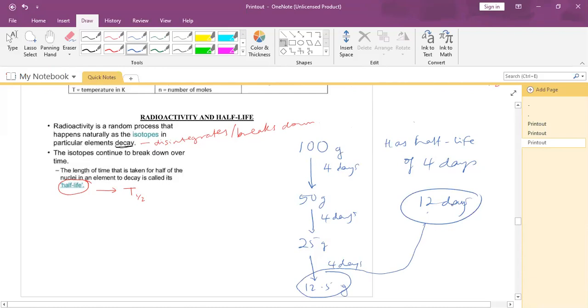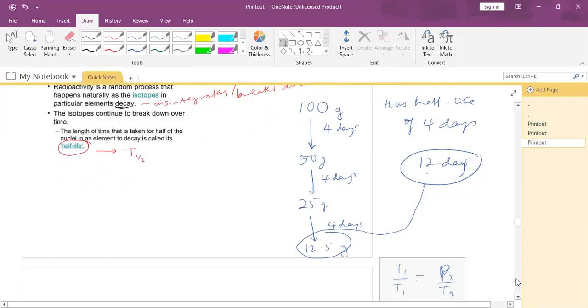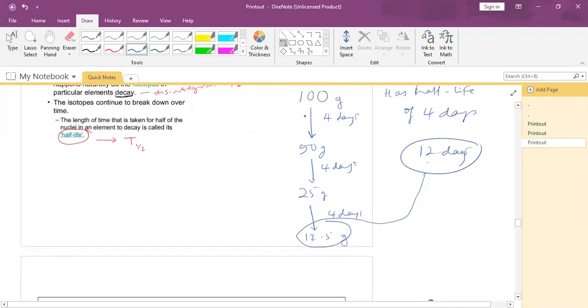Sometimes they will tell you how much of the substance is left after a certain number of days. Then they'll ask you to find the half-life. That way the question could be asked: find the half-life. So same thing, let's say 100 grams. Then they tell you that after 8 days, you have maybe 25 grams left. Find the half-life. Or what is the half-life?